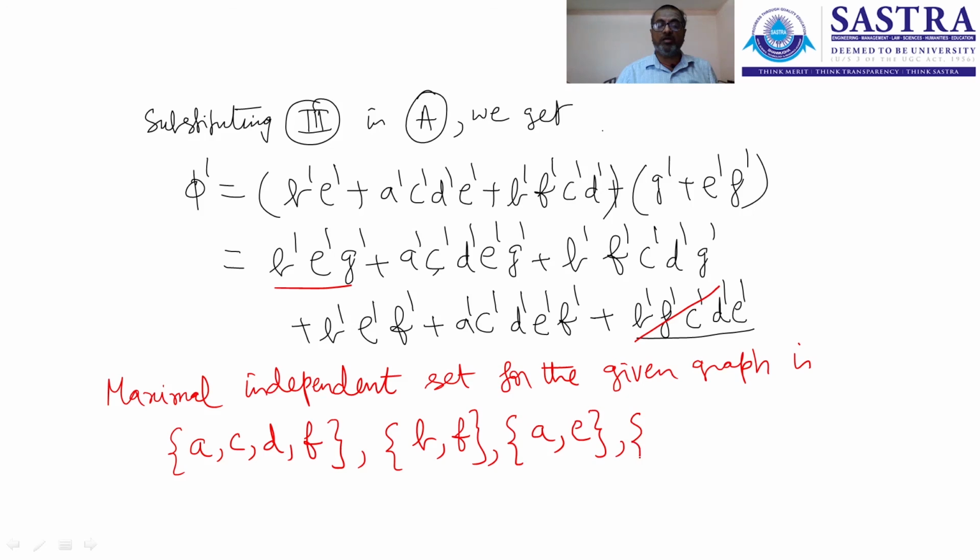And for the fourth one, A is missing, so I have C, D, E, F, G, that is A, C, D, G. Good. And for the last term, the fifth term, A is there, B dash is not there, so I include B in the set, C, D, E, F, G. So now I have these 5 as the maximal independent sets for the given graph here.